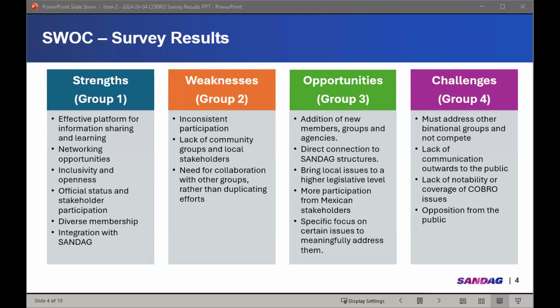Back to institutionalizing it, really establishing this as part of maybe a formal stakeholder engagement process for any binational projects.